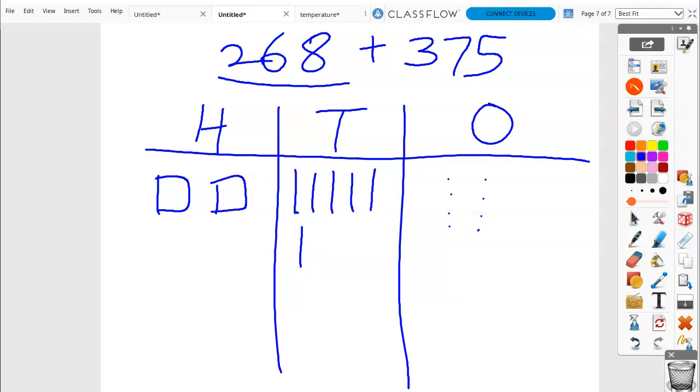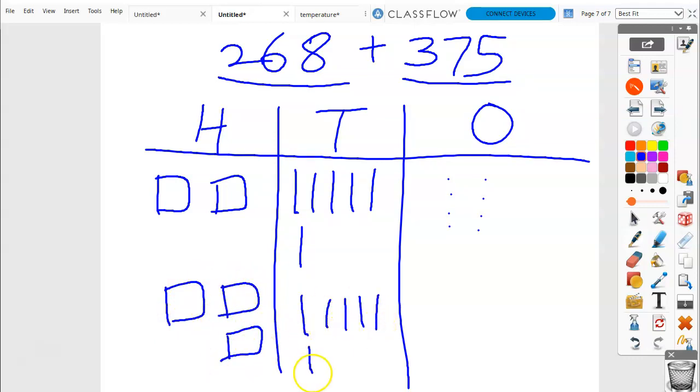After we draw 268, then we draw the second number. Because it's an addition, we draw 2 pictures to combine them. 375. Now we're going to solve it.